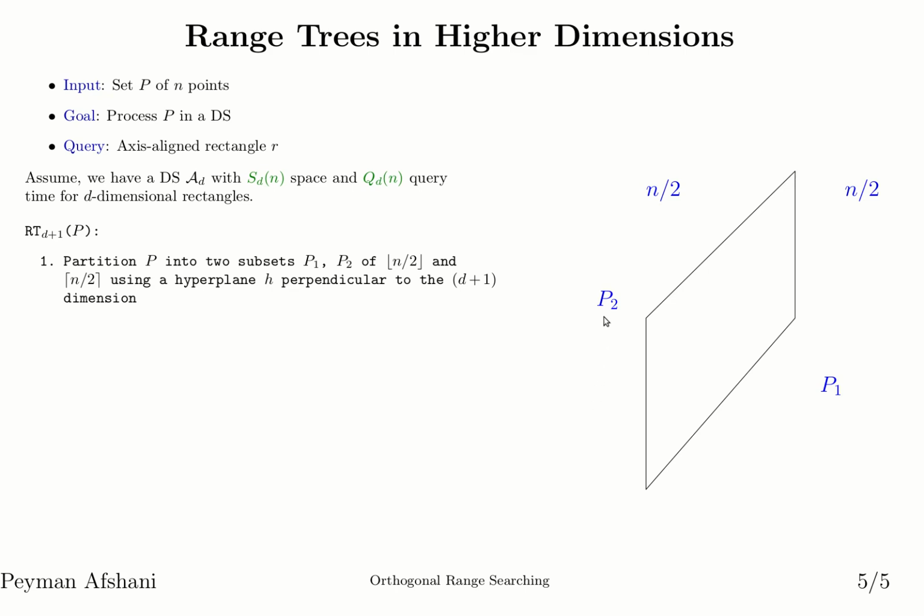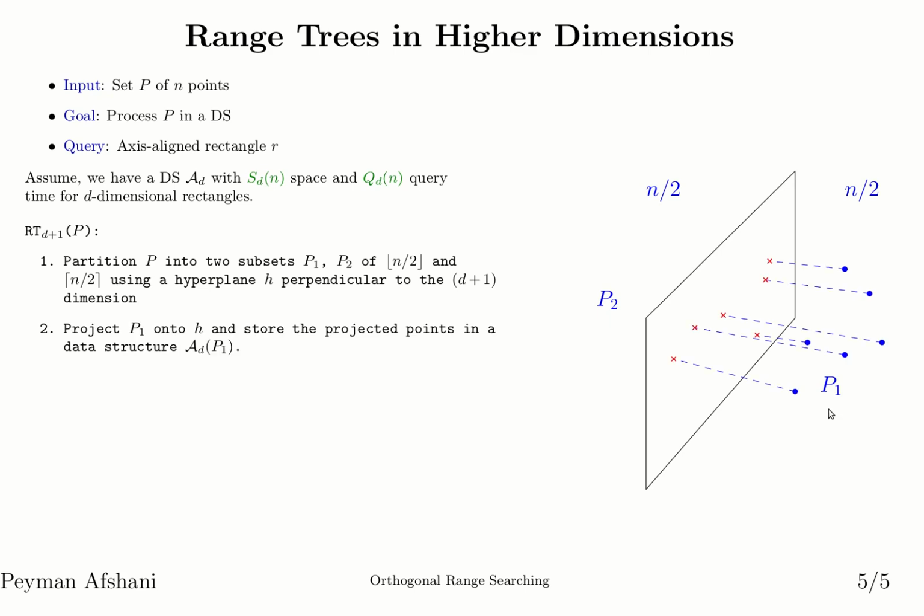So we have points P2 on one side of this hyperplane and points P1 on the other side. Then we take one of these point sets and project it onto this hyperplane H. Now these projected points live in d-dimensional space because this hyperplane H is d-dimensional. Then we store these d-dimensional point sets in a data structure AD that we know how to build. Then we do the same thing for the other one. And finally we recurse on P1 and P2. In other words, we call the same procedure on P1 and P2.